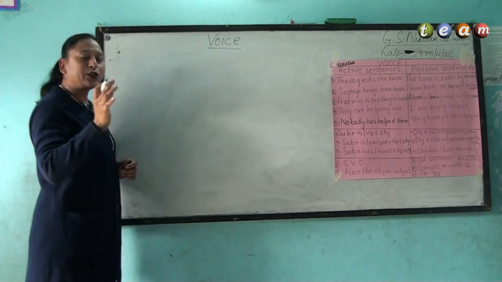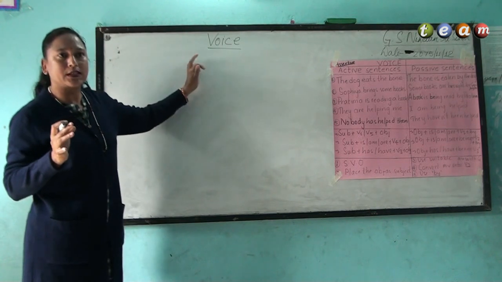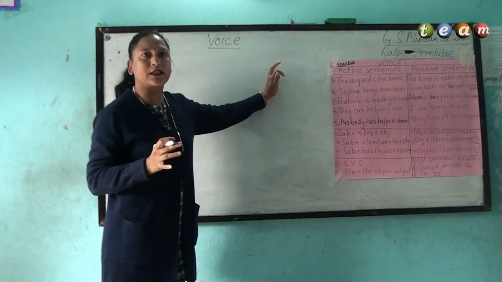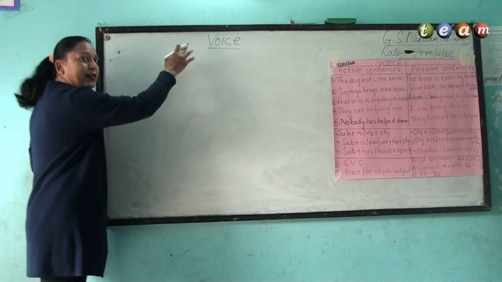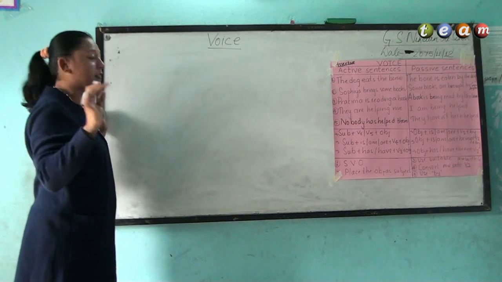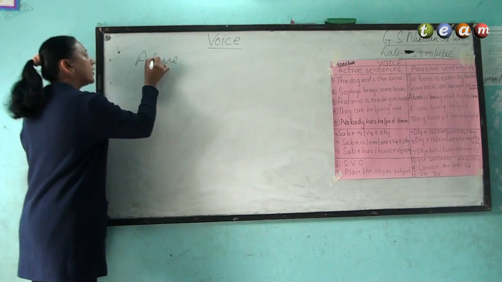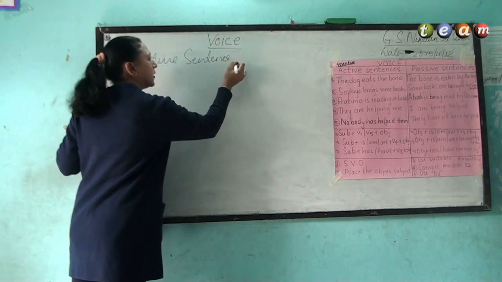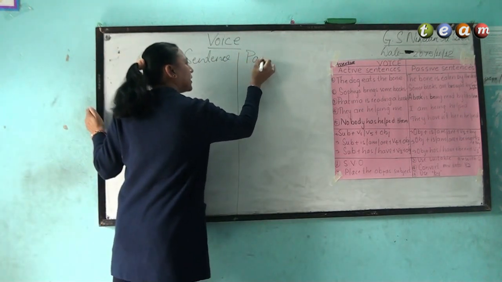First you should find out what voice is and what type of sentences are changed from active sentence to passive sentence. We will discuss it now. So let me write two types of sentences. Voice generally contains two types of sentences: the first one is active sentence, and the second one is passive sentence.